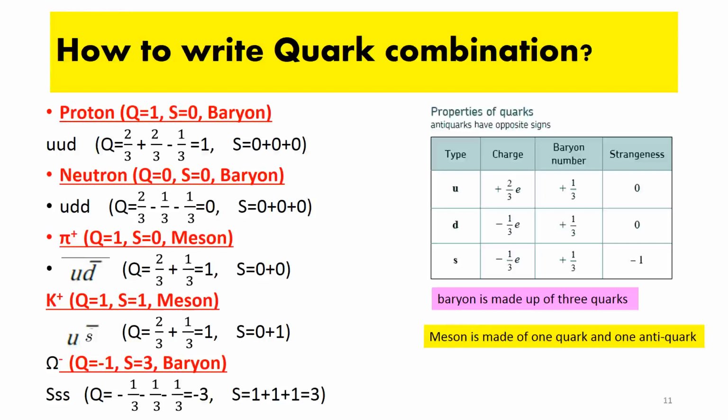Similarly, for the K plus meson, it is US bar. And omega minus is a different particle with charge minus 1 and strangeness minus 3, and it is recognized as a baryon. We can use 3 quarks. If you use 3 s quarks, its charge becomes minus 1 by 3, minus 1 by 3, minus 1 by 3, that is minus 1, and strangeness becomes minus 3. That is why triple S is recognized as the quark combination for this omega minus particle. I have given only a few examples. You can try to write the quark combination for the others.